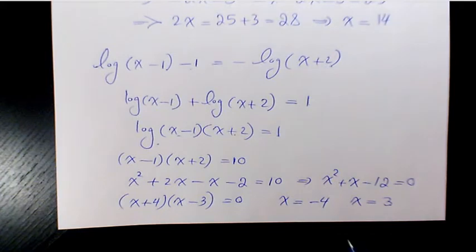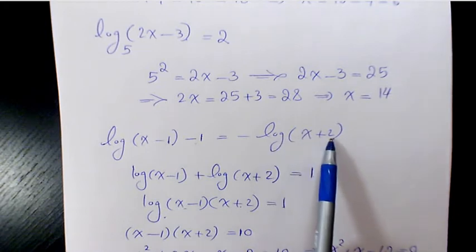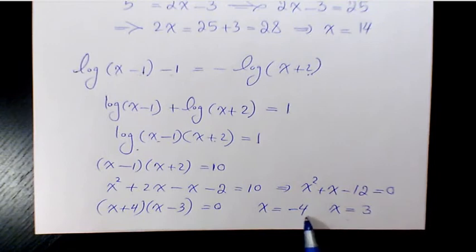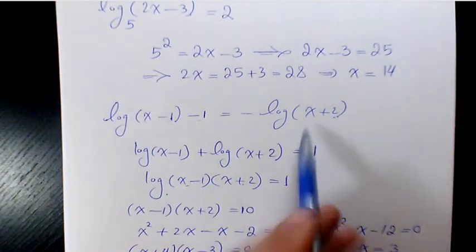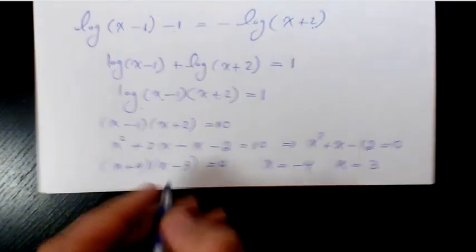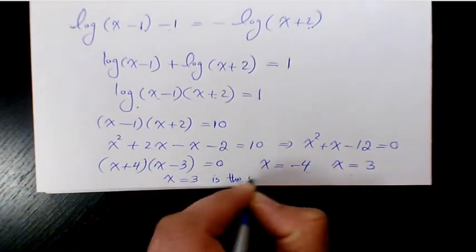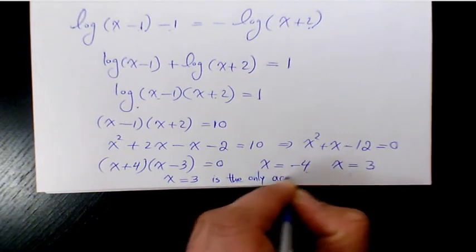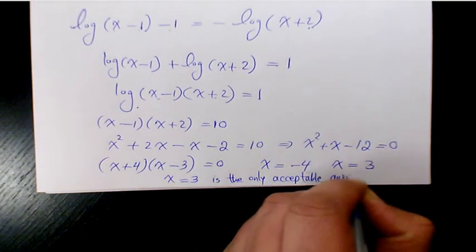Let's see if we can accept them. x - 1 and x + 2 have to be greater than 0. If we use negative 4 in here, this one is going to be negative, and also even this one is going to be negative as well. So x = 3 is the only acceptable answer.